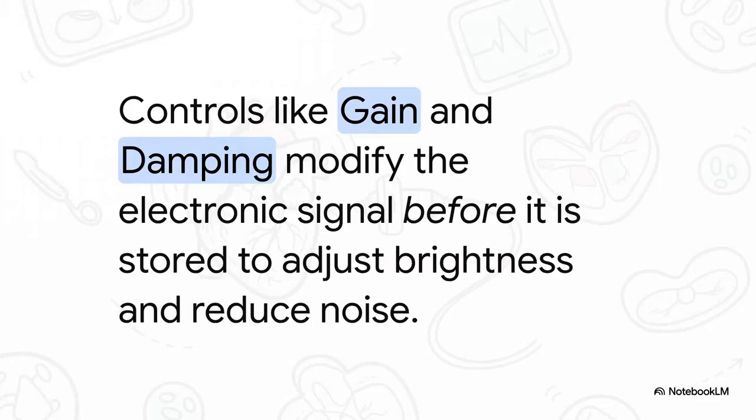Before an image is even saved to memory, it goes through what we call pre-processing. This is where we use our most basic controls. The most common one is gain, which is really just an amplification knob, like turning up the brightness on your TV. It makes the whole image brighter or darker. Other pre-processing controls help fine-tune the signal and reduce electronic noise.